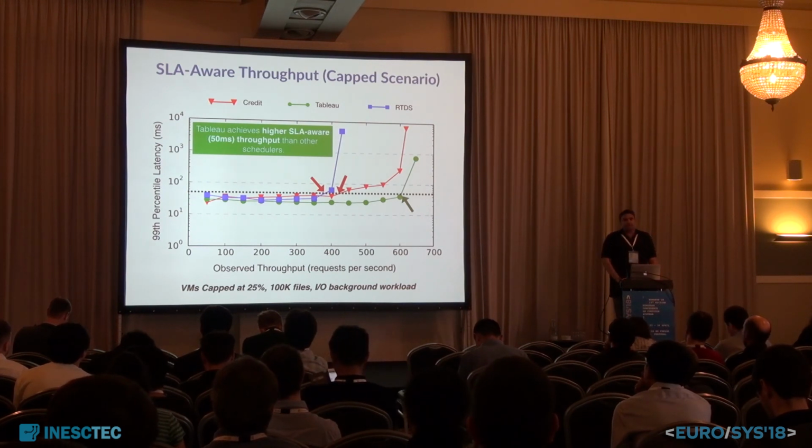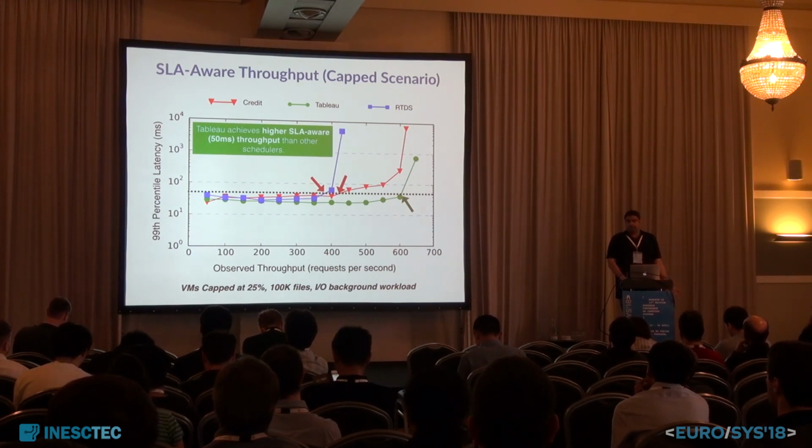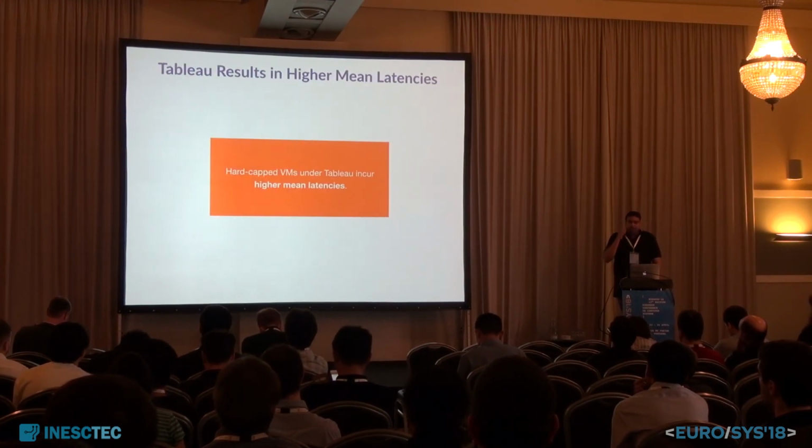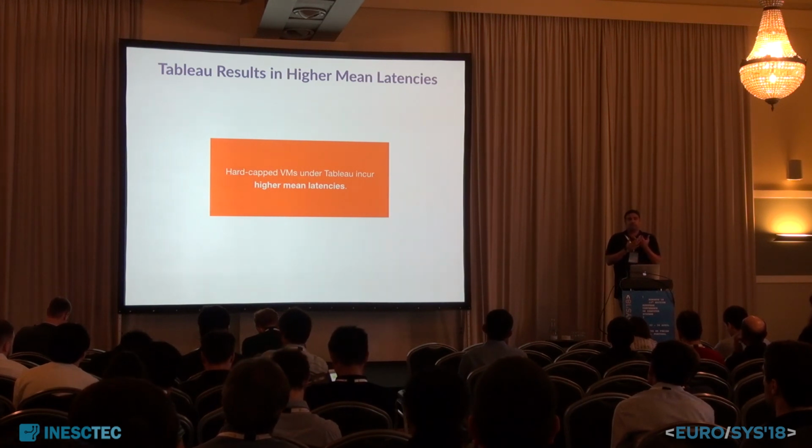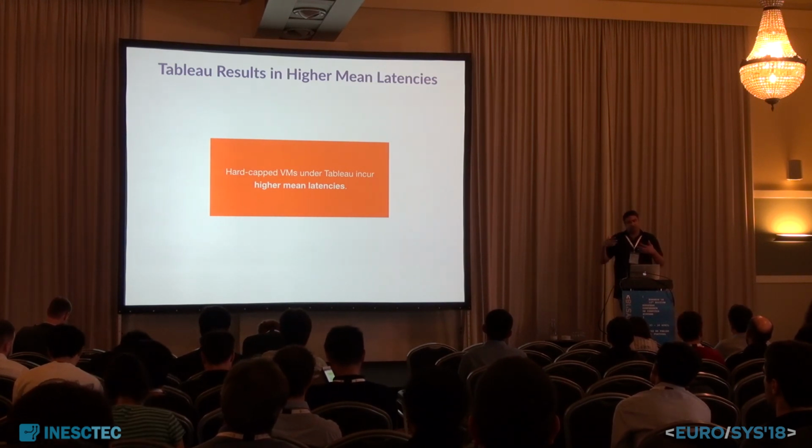Now, one of the limitations of using a table-driven approach is that you incur higher mean latencies. In particular, when you have hard-capped VMs that are only allowed to execute within their slots, you end up seeing slightly higher mean latencies. This is not surprising because if you have a slot for a VM and your request shows up just after you finished your slot, you have to wait till the next slot to execute. And so this shows up as higher means.